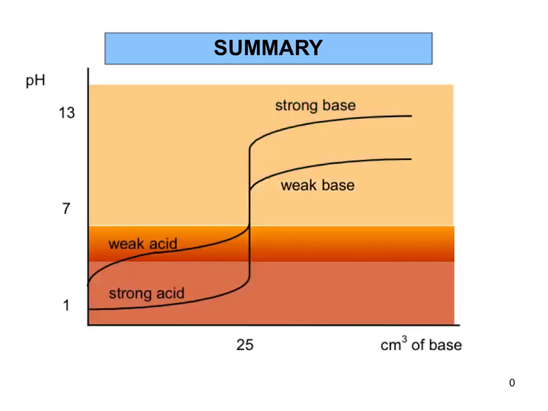Methyl orange, on the other hand, is a useful indicator when you have a strong acid and a strong base, but not useful when you have a weak acid. Only when you have a strong acid and a weak base.